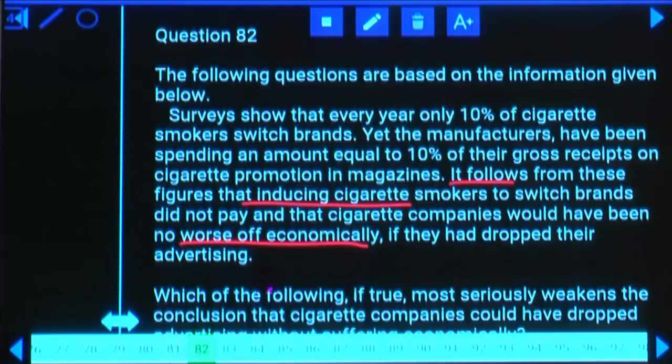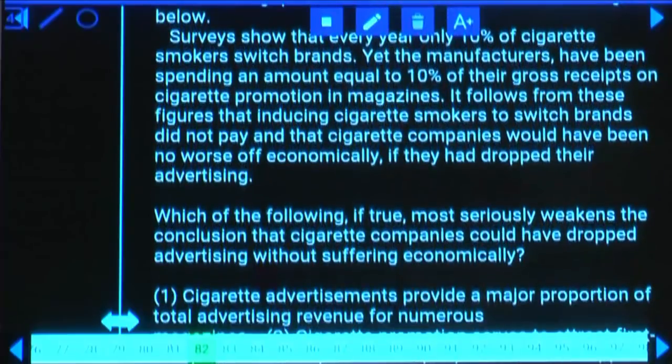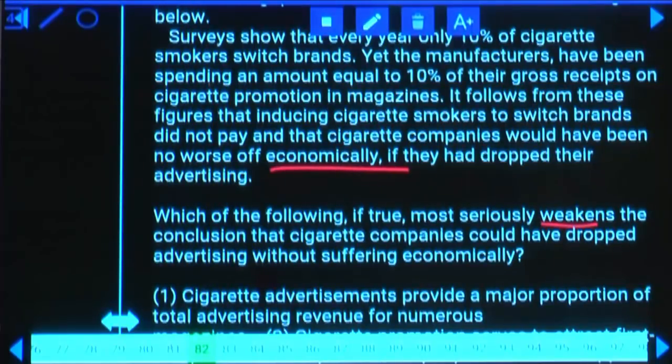And what is the second conclusion he is talking about? Which of the following, if true, most seriously weakens the conclusion that cigarette companies could have dropped advertising without suffering economically. Okay, could have dropped advertising without suffering economically. Now here we need to weaken this. In order to weaken this, we need to prove that whatever the above said is definitely false, by contradicting the above.